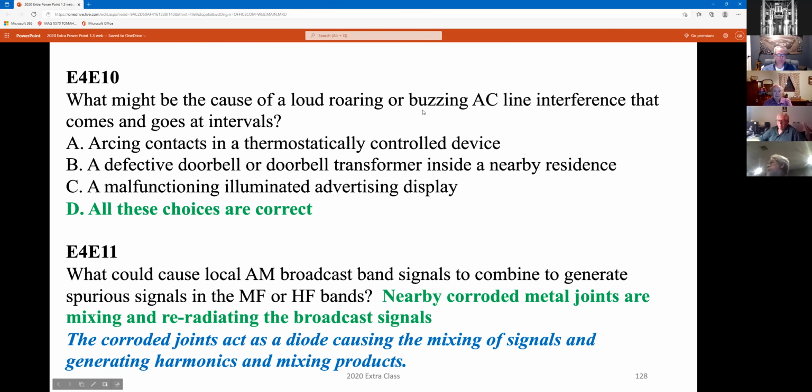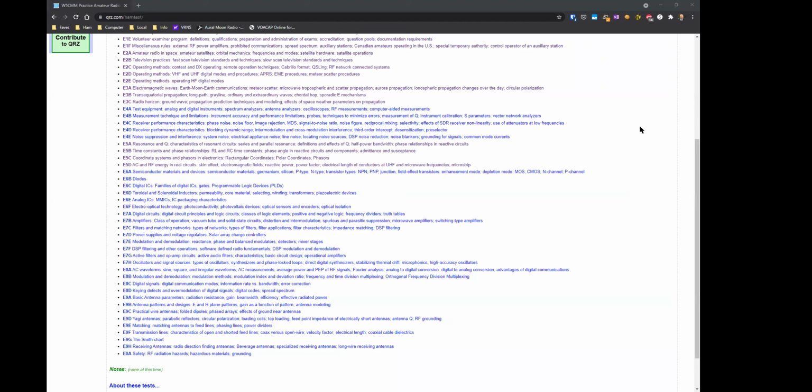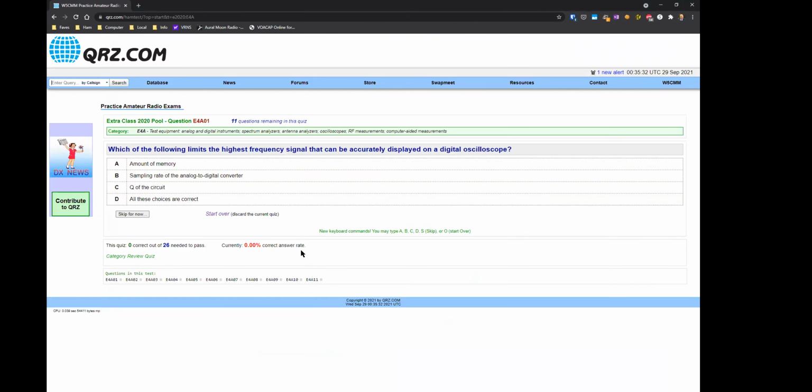All right. So I'll stop sharing. Okay, let's go ahead and go through and do that test section. I'm gonna go ahead and share my screen out. All right, everybody able to see that? Okay, so let's go E4A. Which of the following limits the highest frequency signal that can be accurately displayed on the digital oscilloscope?